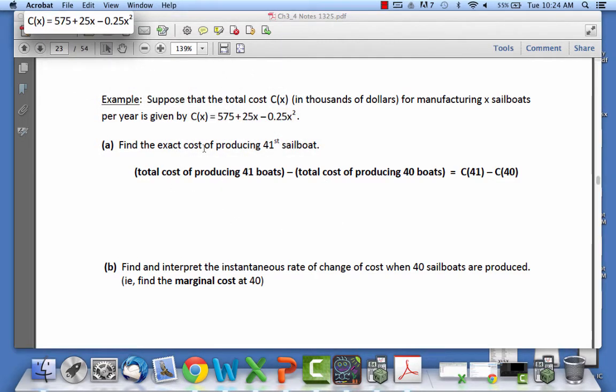And we first want to find the exact cost of making that 41st sailboat. So we take the cost that it was to produce the first 40. And then we take the cost of producing 41, and then we subtract them, and that'll tell us what our cost difference was between producing 41 and 40, and that's the cost of the 41st sailboat. So C of 41 minus C of 40.